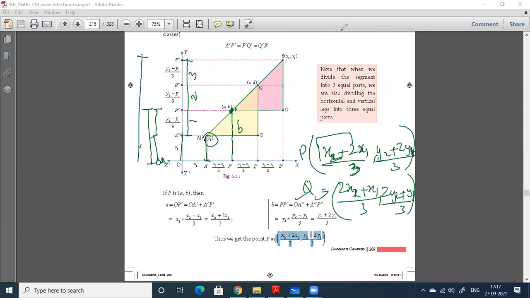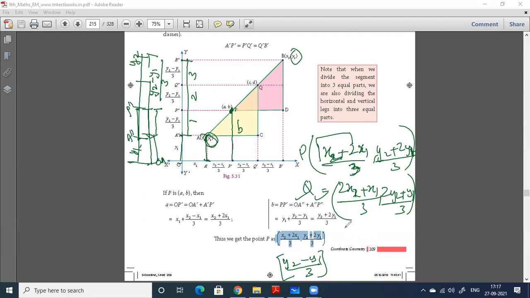This will be this point y2. Okay, so this is the entire length y2, and this one you have to subtract from that. This will be y1 because here it is y1. This is (0, y1). So y2 minus y1 is this length. Now divided into 3 equal parts, you divide by 3. So (y2 minus y1) divided by 3 is the length of AP, A'P', A''P''.